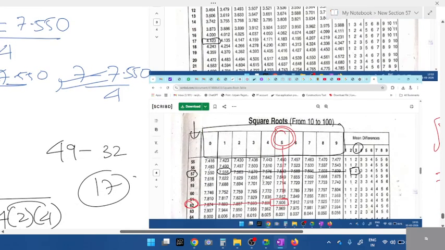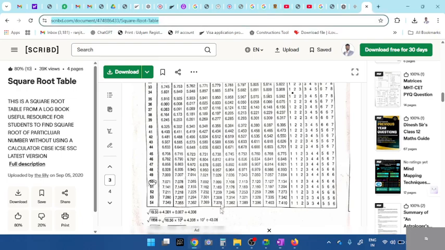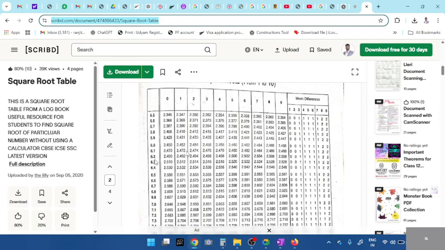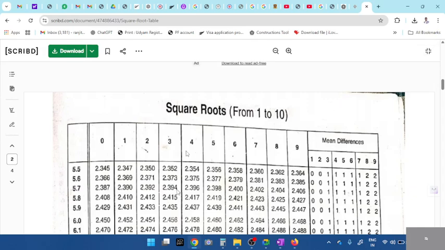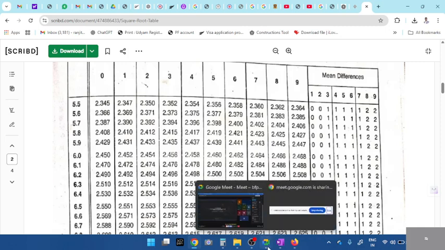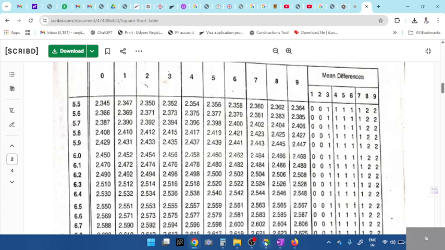Oh, 6.2. Sorry, 6.2 and 5. Can you all see 6.2 here? In the table, it would be 6.2 and 5. What is the value for 6.2 and 5? All of you respond. Is it 2.500? Look here, I'll show you. 5 is given, 6.2. Wherever 6.2 is given and 5, 2.500.